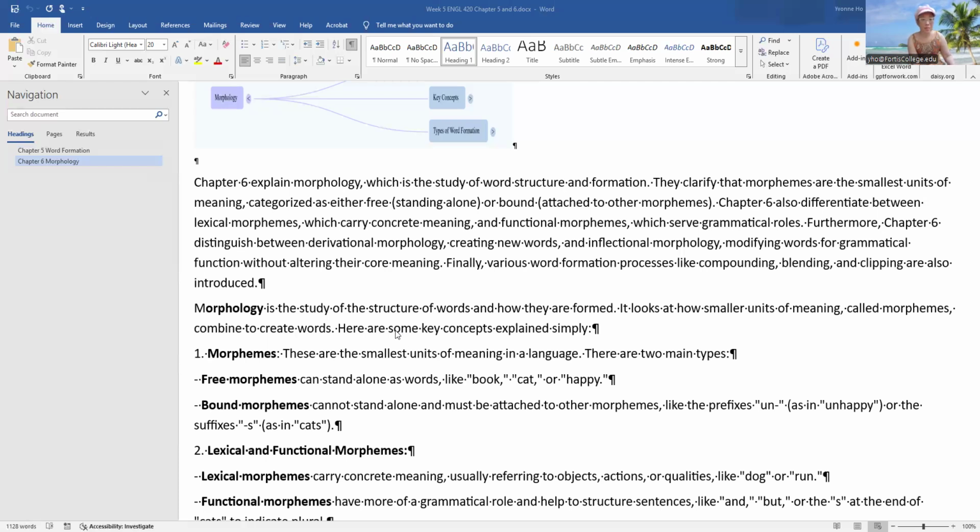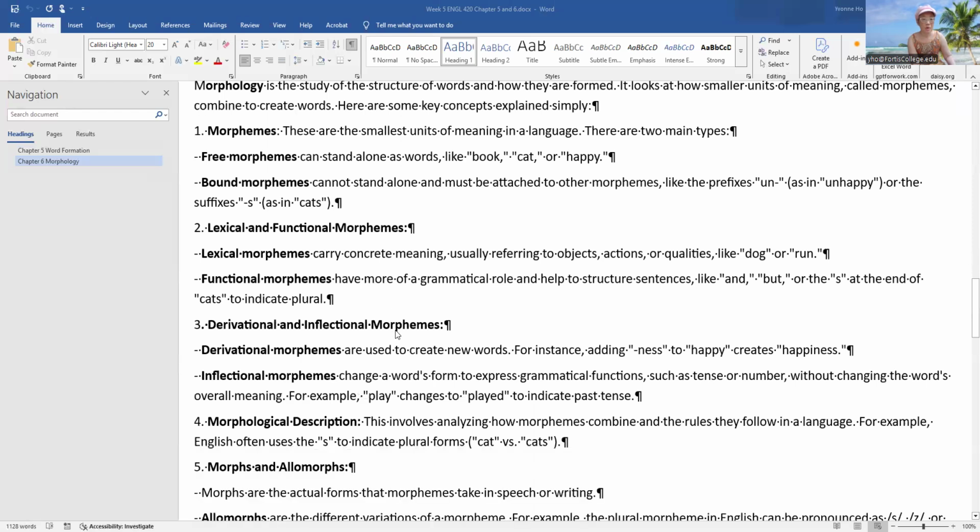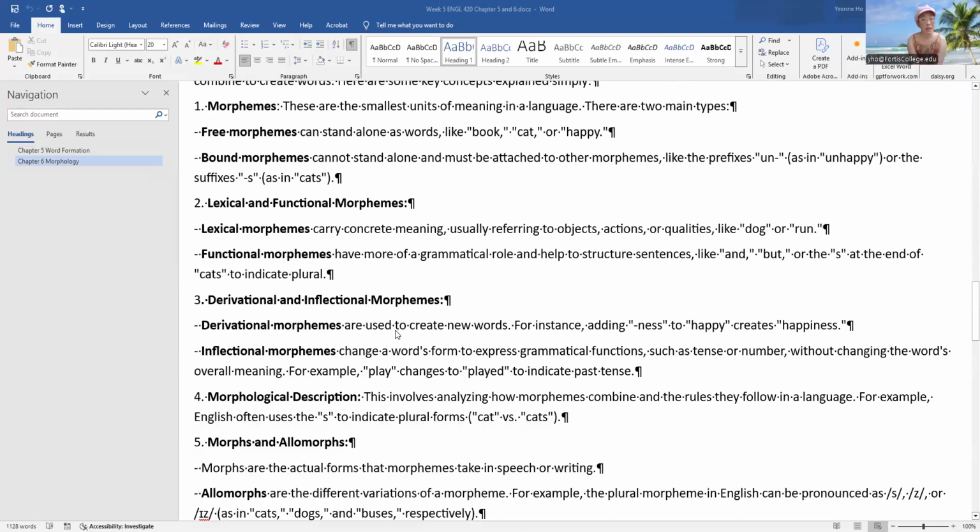Lexical and functional morphemes. Lexical morphemes carry concrete meaning, usually referring to objects, actions, or qualities, like dog or run. Functional morphemes have more of a grammatical role and help to structure sentences, like and, but, or the s at the end of cats to indicate plural.